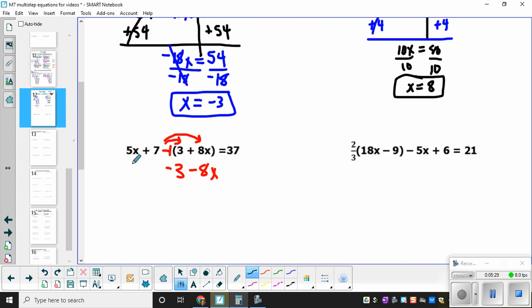And now I'm just going to bring down the 5x, and then we had a +7, and then we have -3 minus the 8x, and then equals 37.